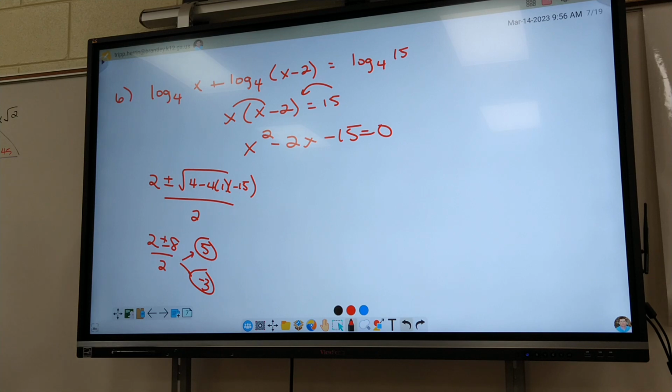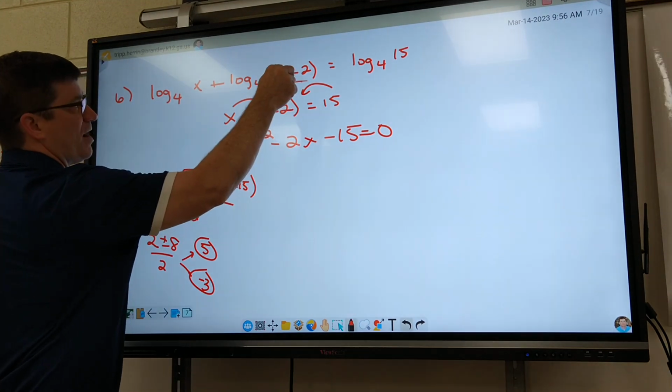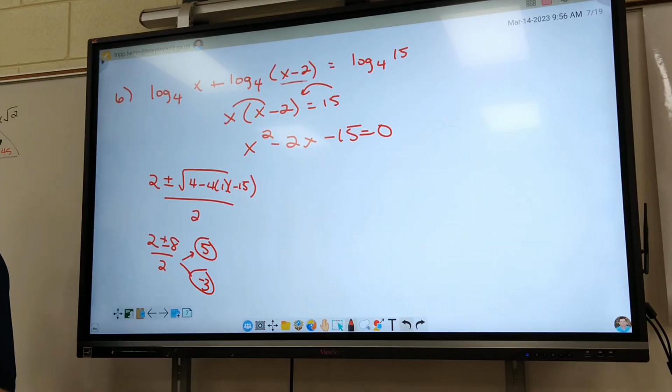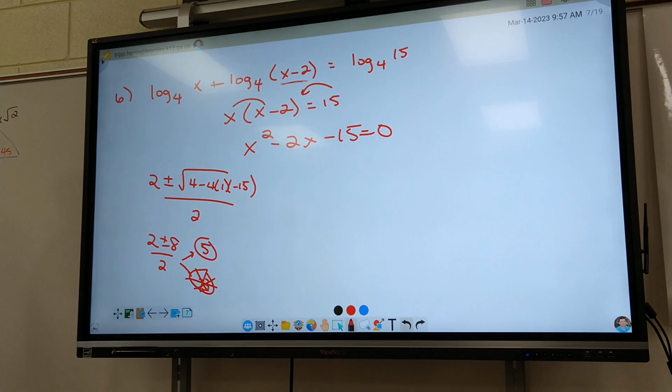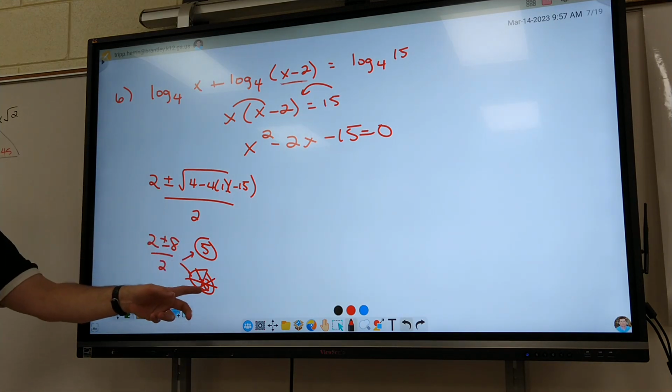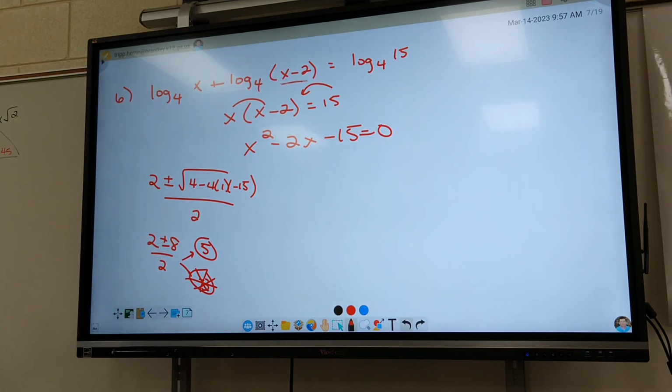All right. Well, I know we're going to mark out negative 3, because look, if you take negative 3 and plug it in right here, what's negative 3 minus 2 give you? Still a negative number, so mark it out. 5's okay. I think there is one like that on the midterm where you mark out one answer and keep the other. Because you're going to have like 4 of these problems.